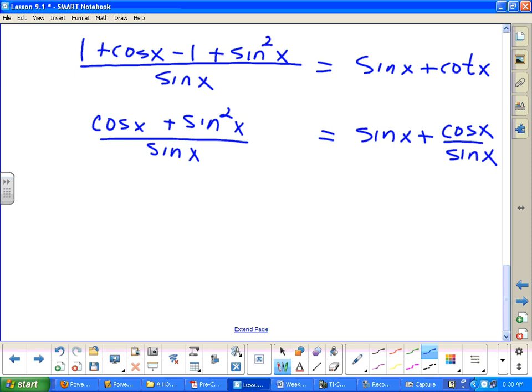So can I take this left side and make it look like that right side, or can I take the right side and make it look like the left side? Either way, it doesn't matter. The whole goal is to see, can we make the two sides equal to each other?